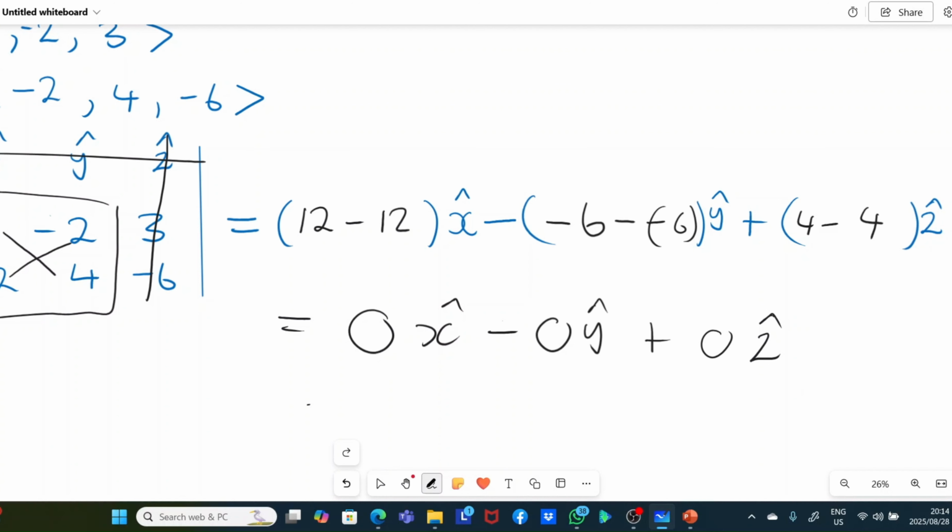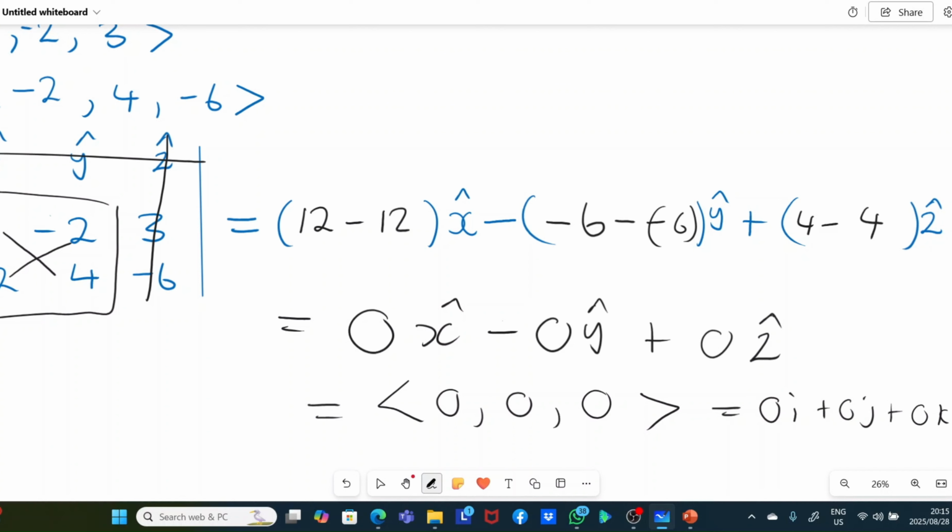The answer can also be written as 0, 0, 0 inside pointy brackets. That is equivalent to 0i plus 0j plus 0k, if you are using that format. But this again simplifies to a vector without direction, because there's nothing going anywhere in x or y or z. It's just there at the origin of 3D. That is just the 0 vector.